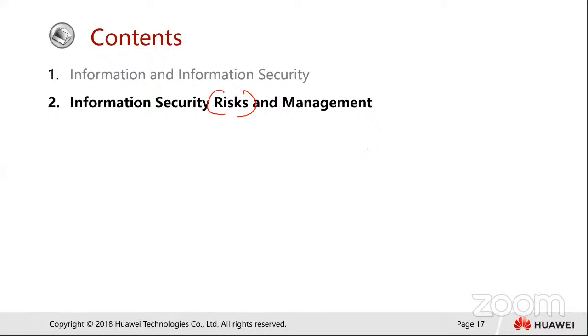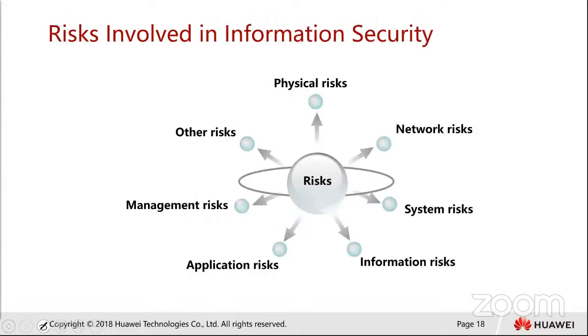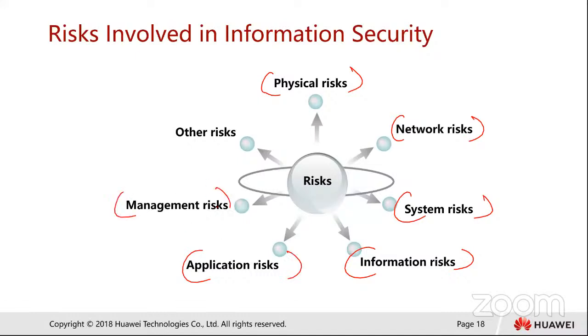Okay. So this is a potential for loss or damage when a threat exploits a vulnerability. So I want us to be looking at those risks to our information security. Okay, let's move to the next slide. So these are the different risks. We have the physical risks, the network risks, the system risks, the information risks, application risks, management risks, and also other risks.